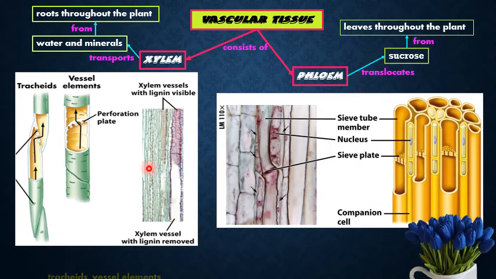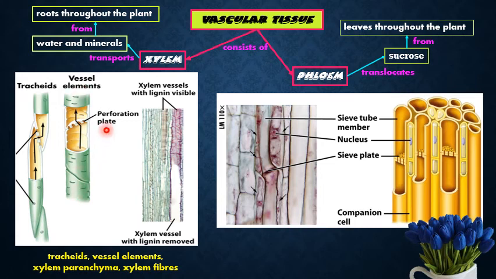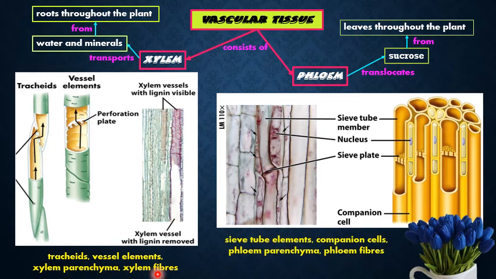The xylem consists of tracheids, vessel elements which contain perforation plates, xylem parenchyma, and also xylem fibers. The phloem consists of sieve tube elements, which contain the sieve plate, companion cells which contain the nucleus, phloem parenchyma, and also phloem fibers.